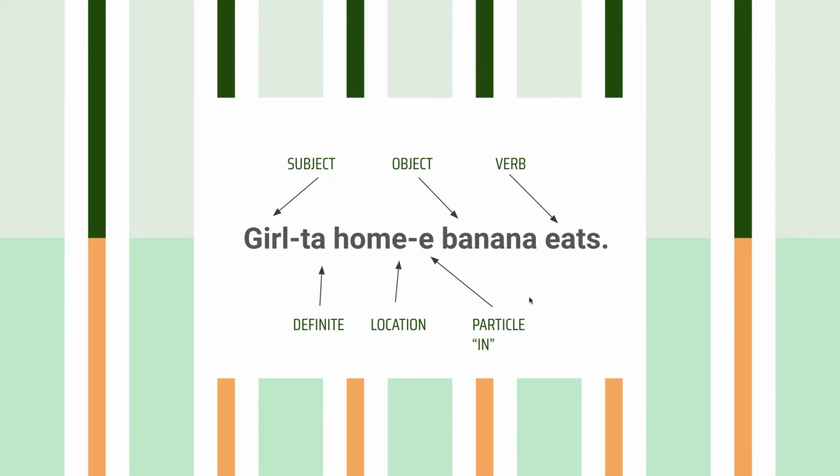Alright, so now we're going to discuss the particle "in". In English, it's a preposition, but because it's added to the end of the word like this, I'm not sure if it still qualifies as a preposition, so I'm just going to call it the particle "in". And in Bengali, that is "e". So we're going to say girlta, and then the location, home, and the particle in. So home, and then the object, banana, and the verb eats. But that's review, so just home, this is the one you want to pay attention to.